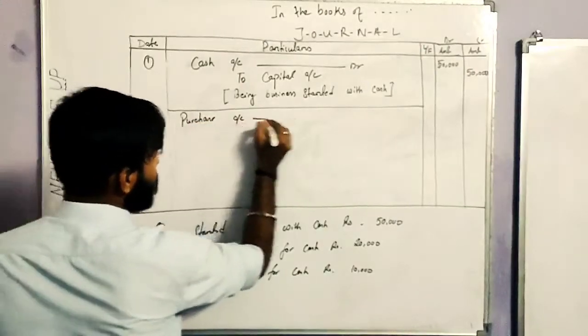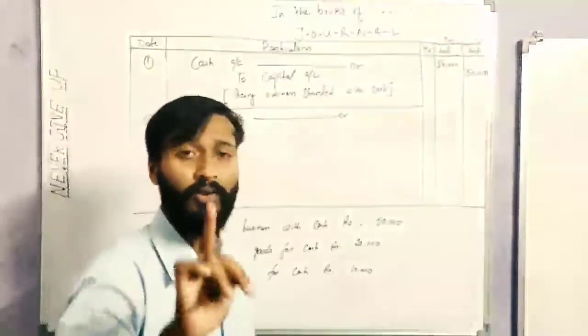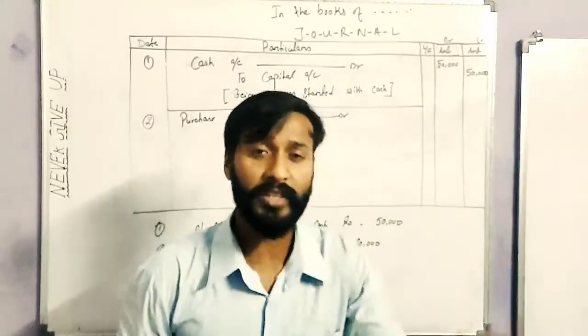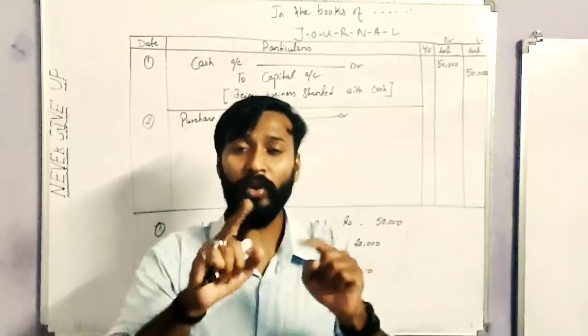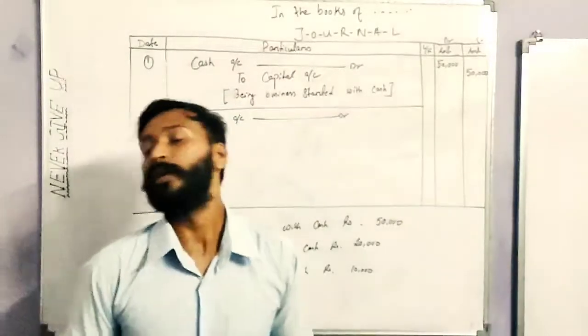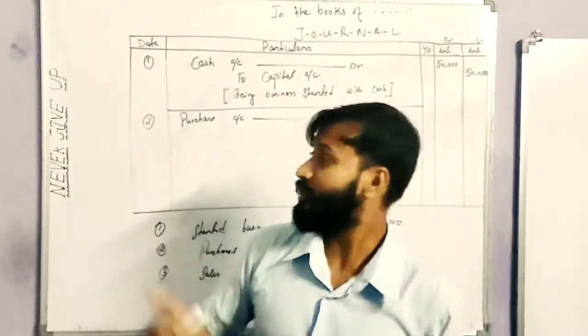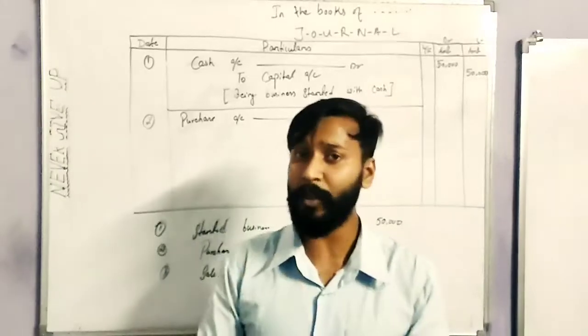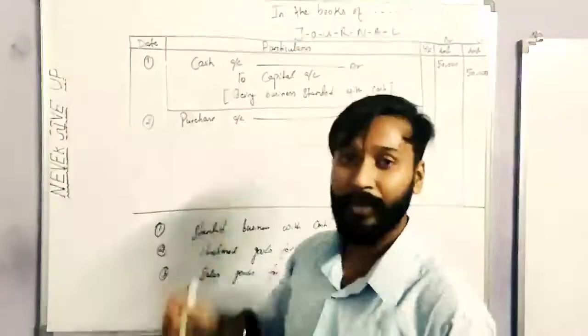Purchase account debit. Why purchase account debit? Because it falls under nominal account. And the golden rule of nominal account is debit all expenses, all losses. Credit all incomes and gains. So it is the expense of the business. Therefore, purchase account debit. Two.